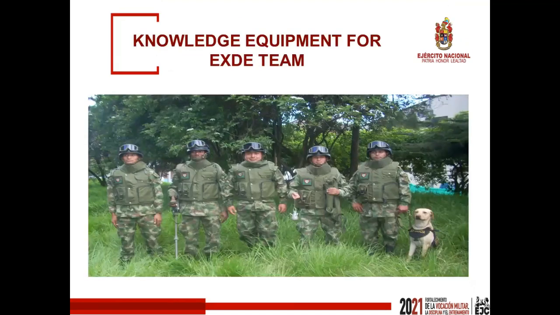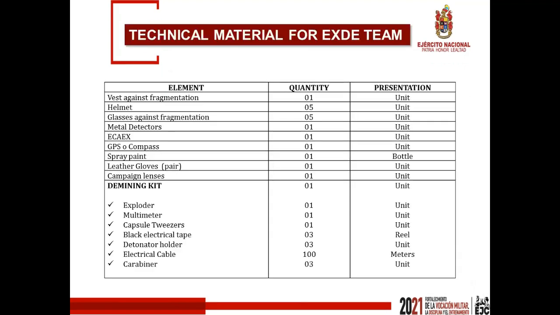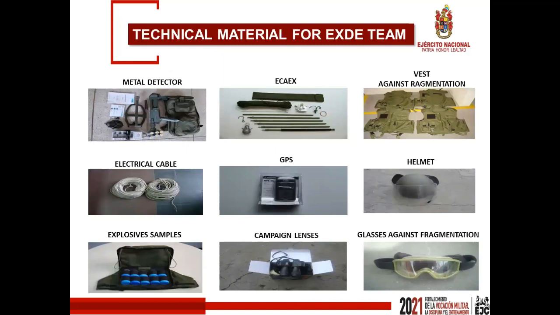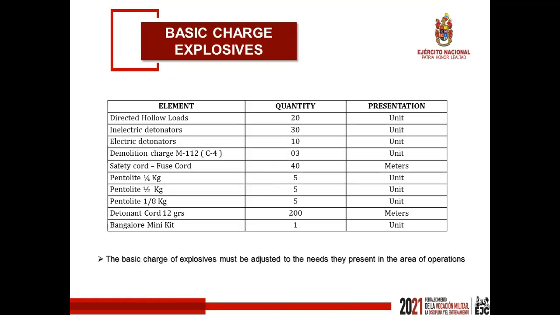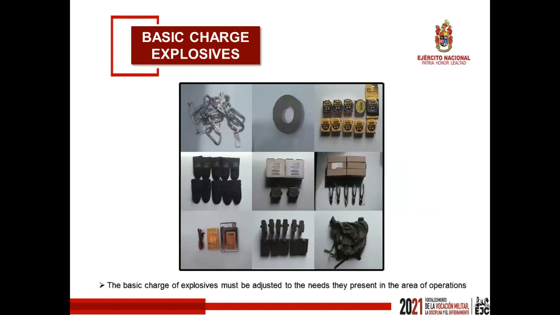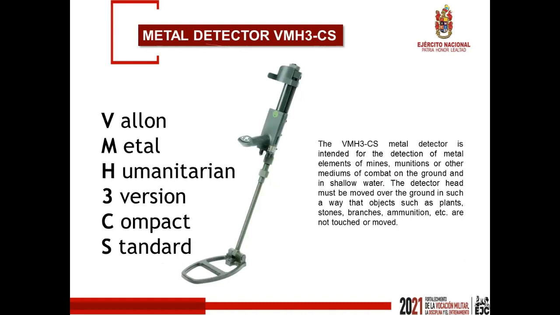We saw the knowledge equipment for the EXDE team, technical material, passive charge of explosives that are charged for this team, the metal detector of reference BMH3CX, that is a very important element for this team, the most recent version used in Colombia.